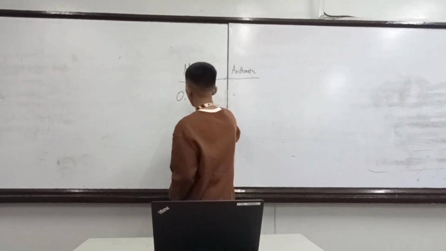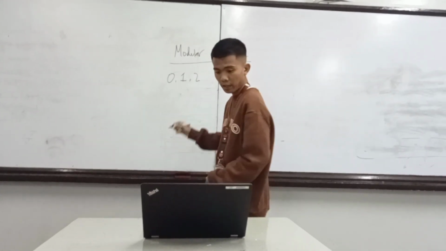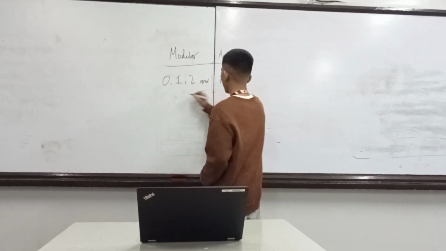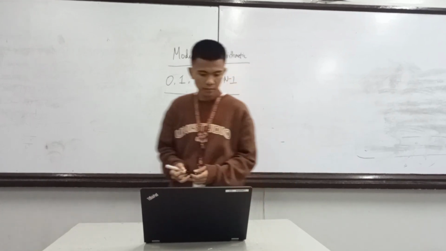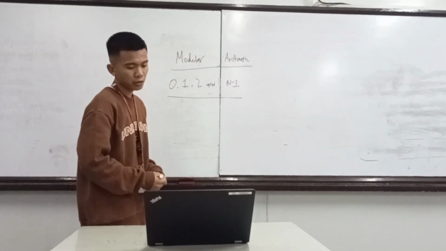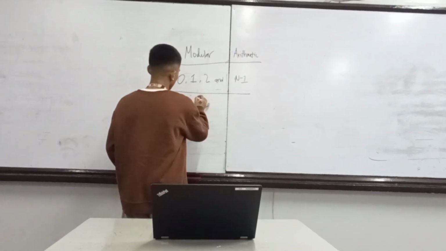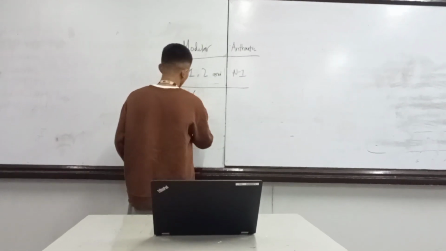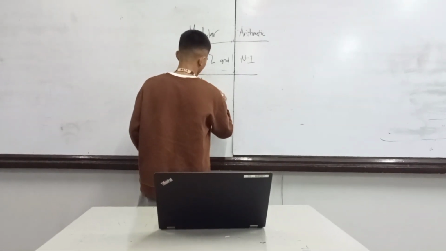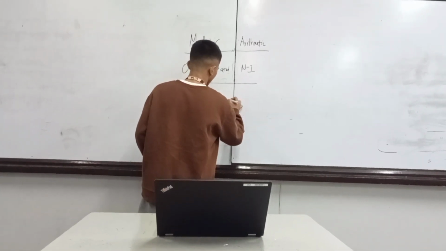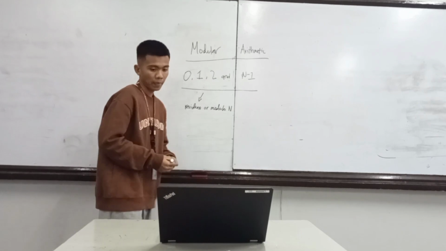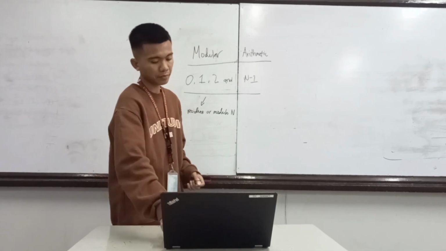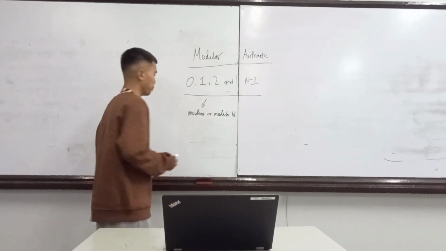Under the modular arithmetic model, the only numbers are 0, 1, 2, up to n minus 1, and they are known as residues modulo n. For you to better understand, I cite here some examples. This is an example.